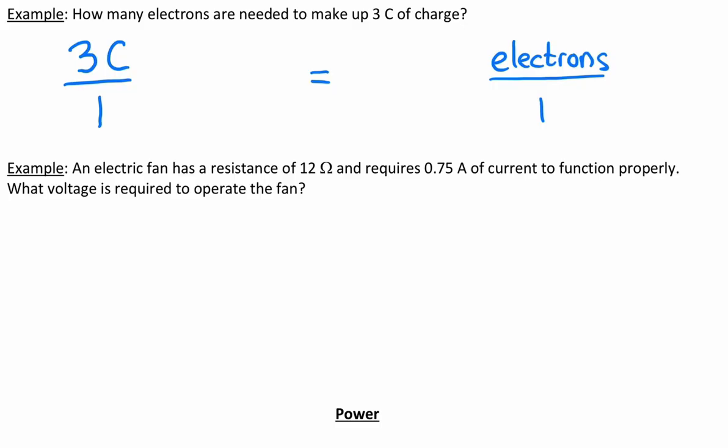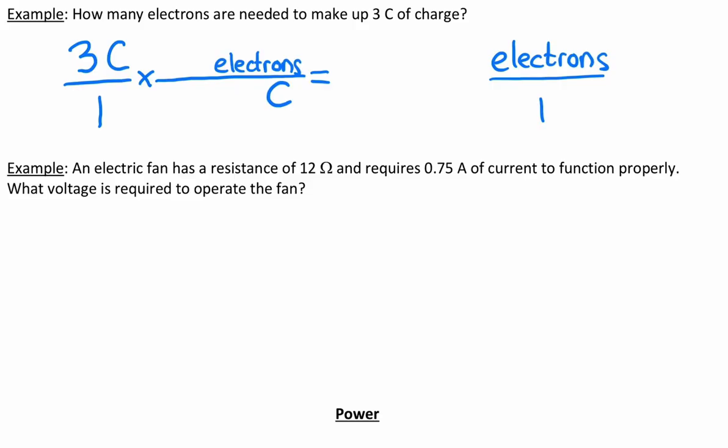I'm going to do that by using a conversion factor. And the whole idea with this conversion factor is I want to get rid of these coulombs that are on the top. And I'm going to do that by putting coulombs on the bottom. And then I want to make sure I end up with electrons on the top. So I'm going to write electrons here on the top.